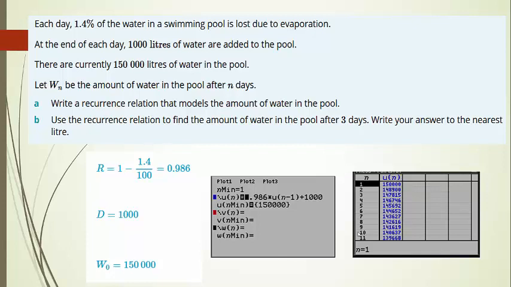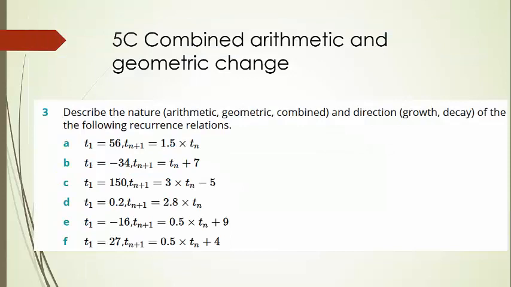On my particular display I've got n equals 1, which is 150,000, so in fact after 1 day will be the second value, so don't get confused about that. Maybe we should start with n equals 0 on that display, which you can do by going to table set. This is taken out of the exercise at the end of the chapter.